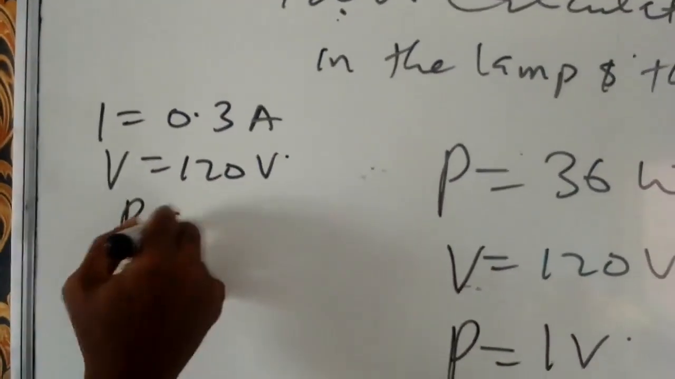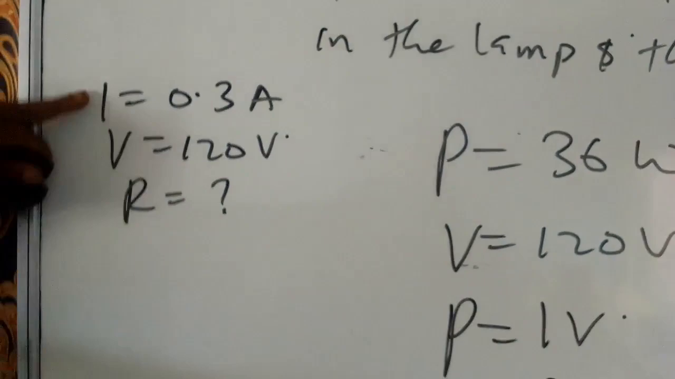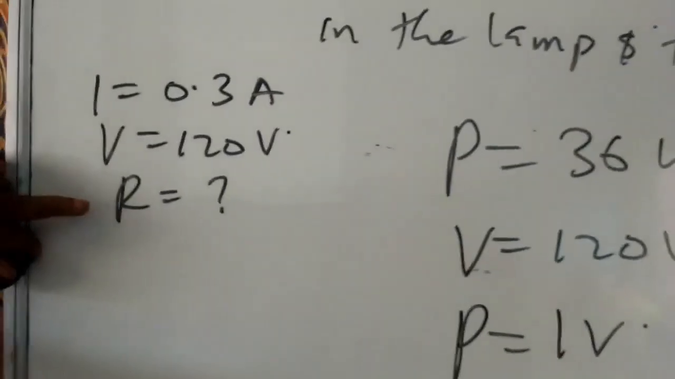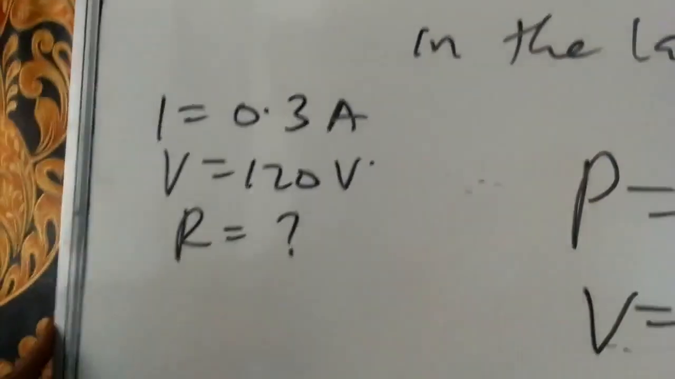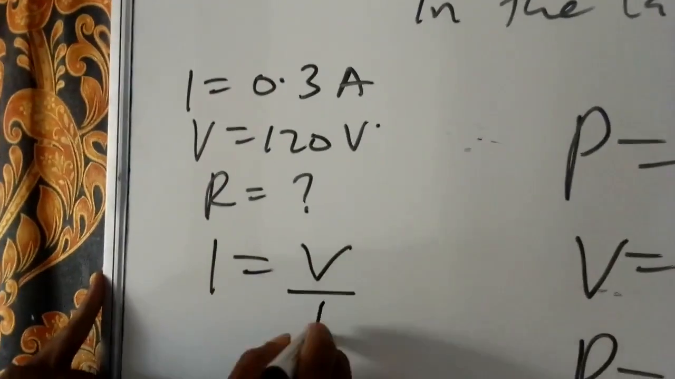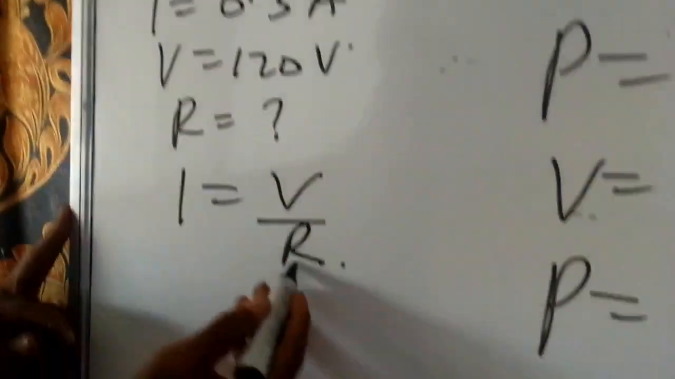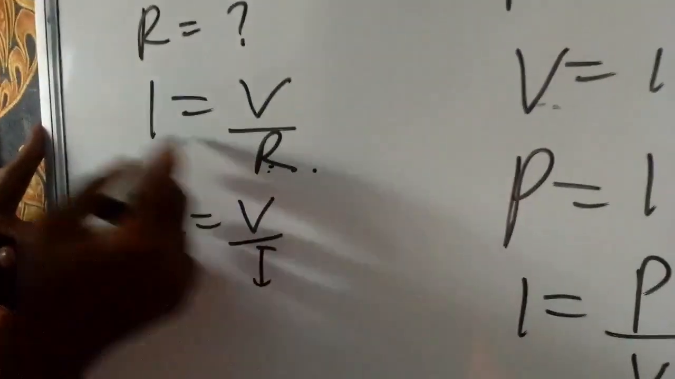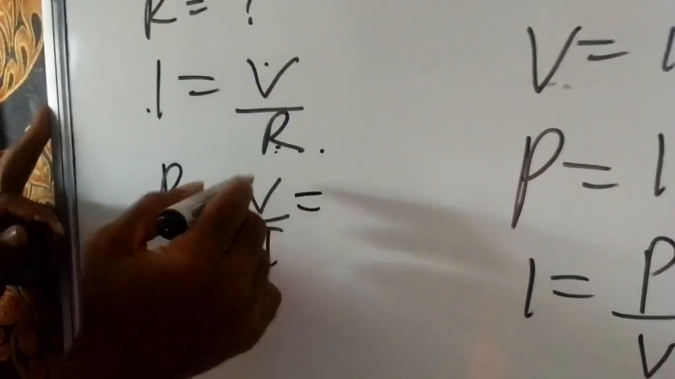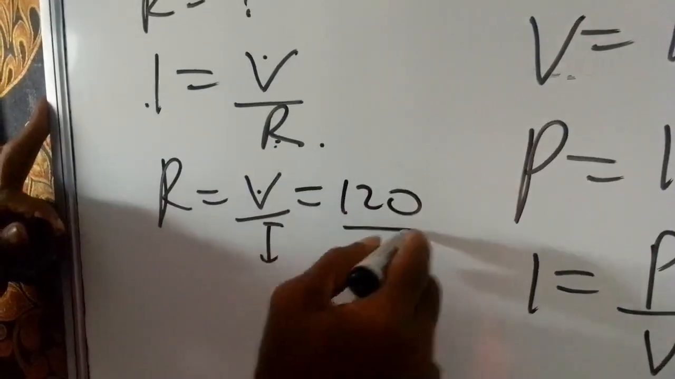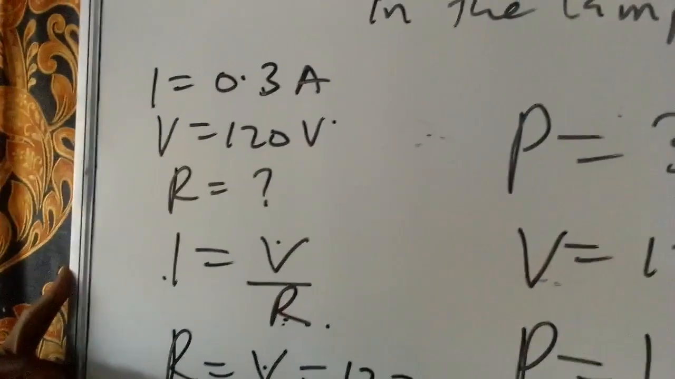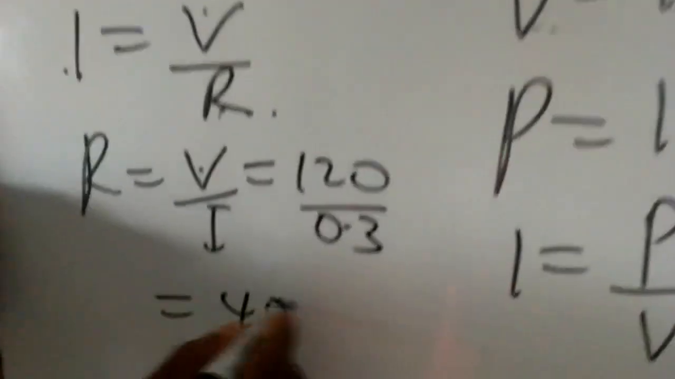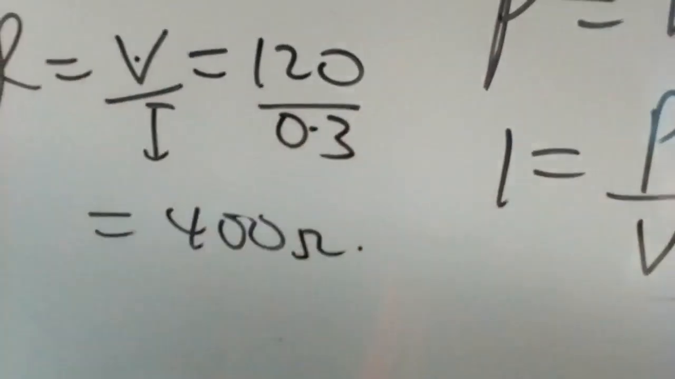Looking for resistance, the formula that connects current, PD, and resistance together is Ohm's law. We can now say that I is V over R. We make R the subject. Resistance becomes voltage over current by cross multiplying. So your V is 120, your current is 0.3. So you now have 400 ohms as your resistance.